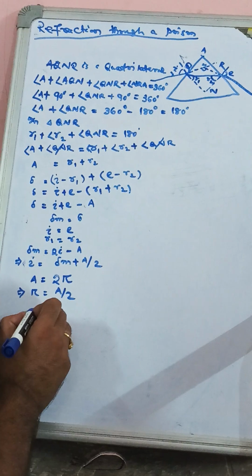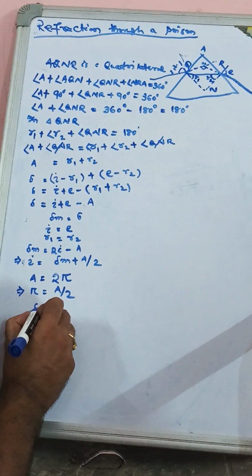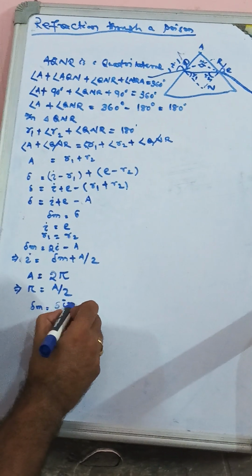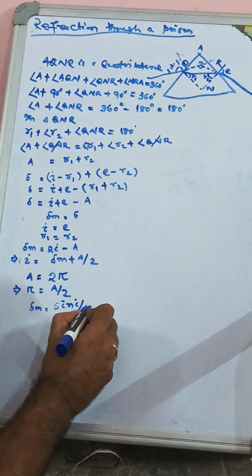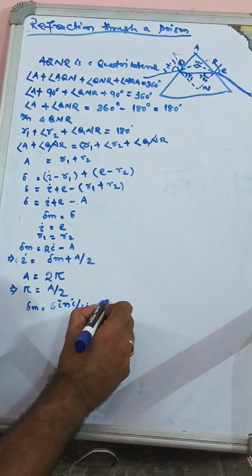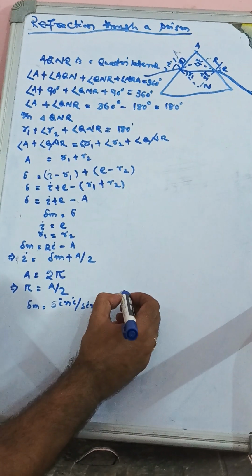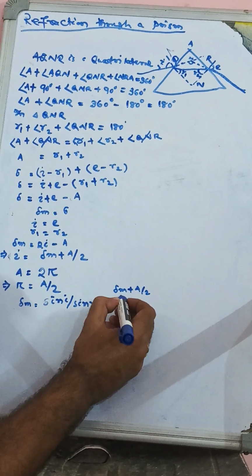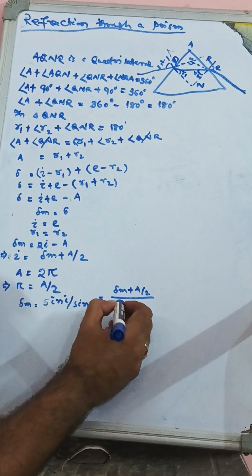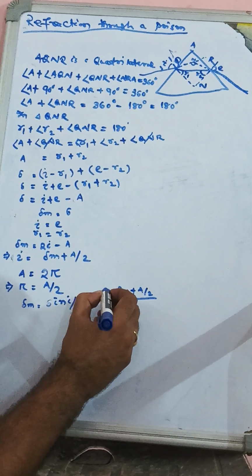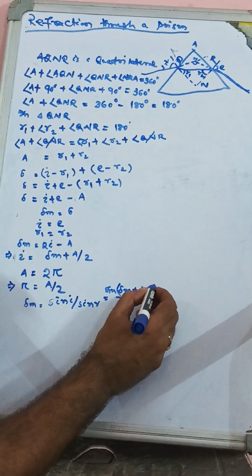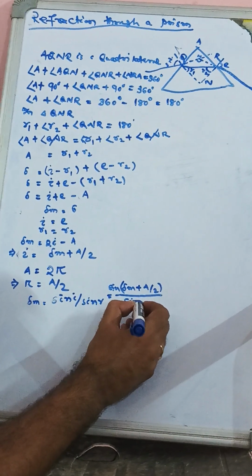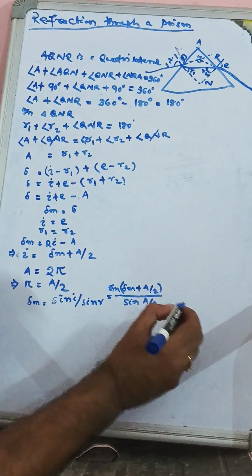Then n21 is equal to sin I divided by sin R, which is equal to sin of del m plus A by 2 divided by sin of A by 2.